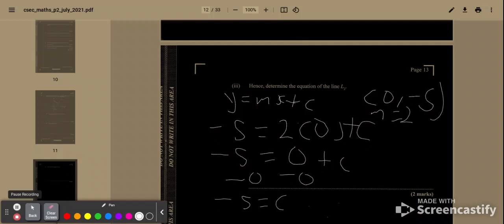So therefore we can just rewrite the equation by inputting the gradient value and the y-intercept, otherwise known as the c value. So our equation of line 2 would be y is equal to 2x minus 5.